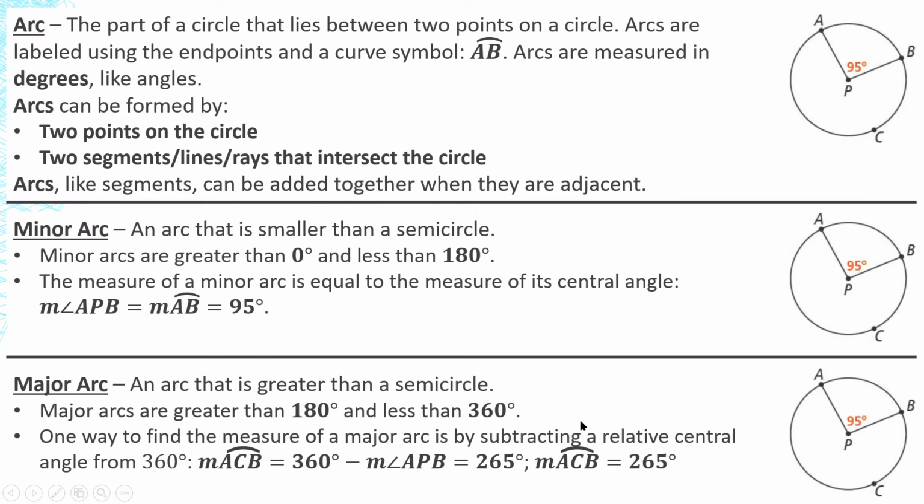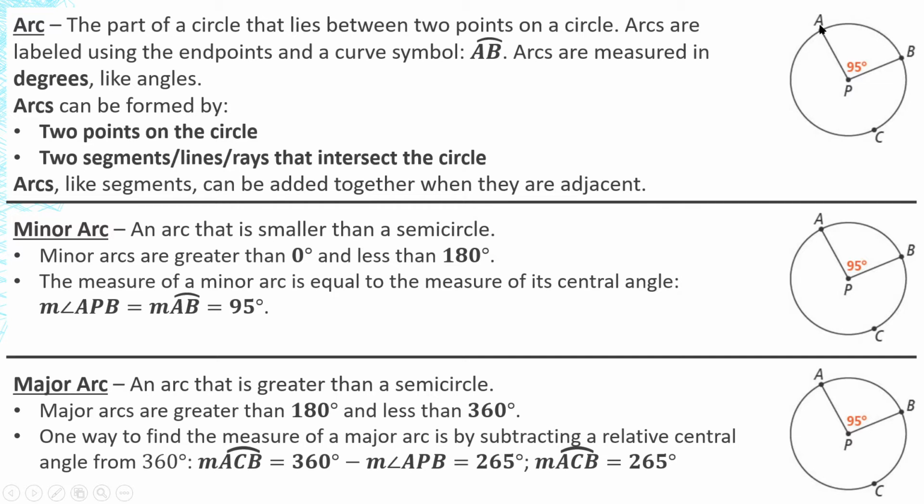So moving on, this section deals with arcs and sectors, and we'll get into that a little bit more. But the arc is central to this lesson. So what is an arc? Well, it's a part of a circle that lies between two points on the circle. If I take any points on the circle, for example A and B, the curve between them, the piece of the circle that connects those two points, that's an arc.